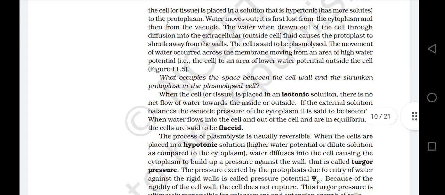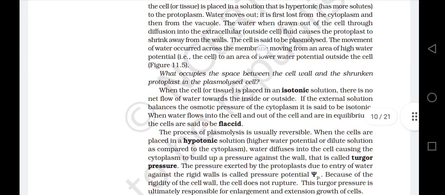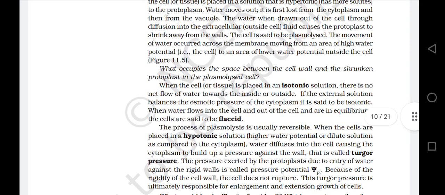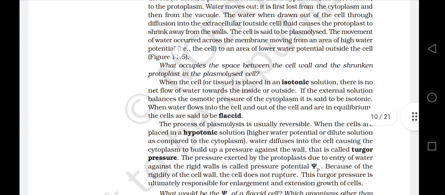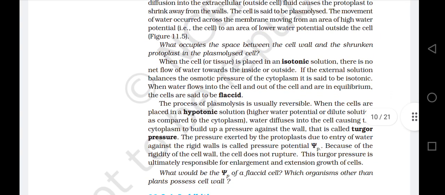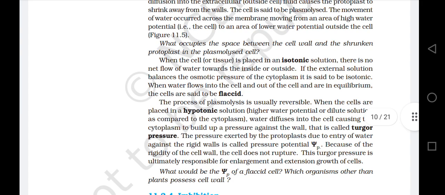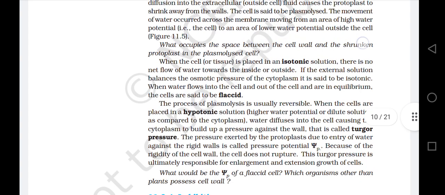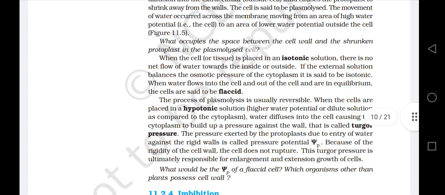The movement of water occurred across the membrane, moving from an area of high water potential, that is, the cell, to an area of lower water potential outside the cell, figure 11.5. What occupies the space between the cell wall and the shrunken protoplast in the plasmolysed cell?